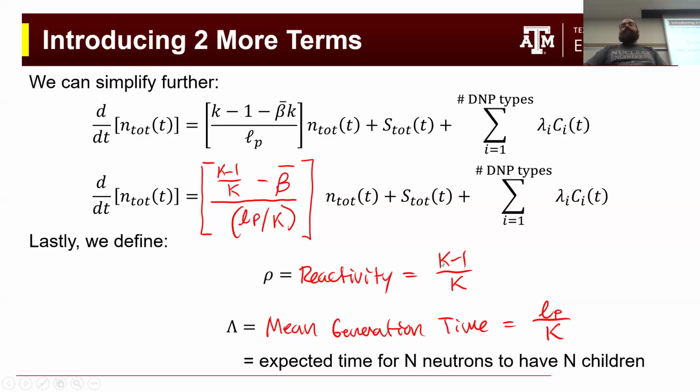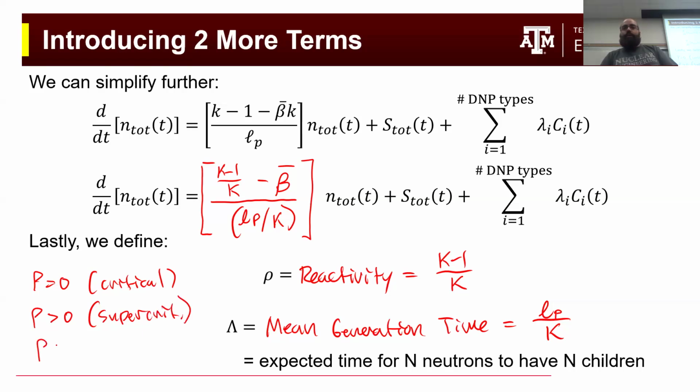And then if K was less than 1, subcritical, like if it was 0.9, then I would have 0.9 minus 1, which would be negative 0.1 over something. So if K is subcritical, then the reactivity is negative. So in that sense, we can redefine our criticality conditions to say if rho equals 0, that means I'm critical. If rho is positive, that means I'm supercritical. And if rho is negative, that means I'm subcritical.